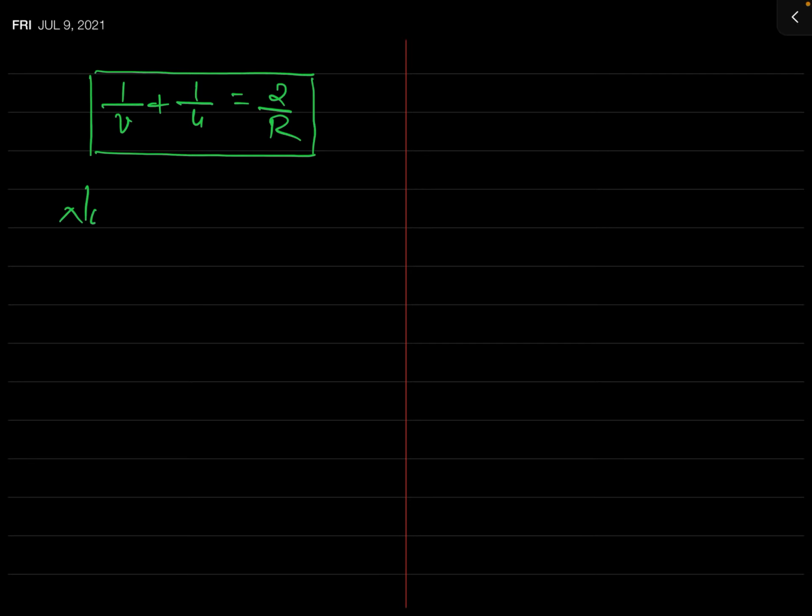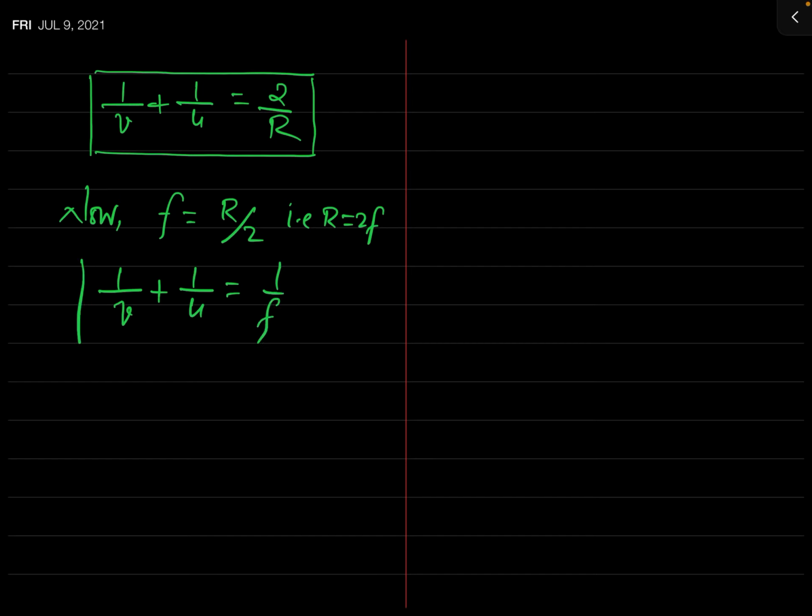Now you know in case of a mirror, the focal length f of the mirror is simply half of its radius of curvature. So instead of R you can write 2f, that is you can say R is equal to 2f. So when you write 2f in place of R, your result will be what? You can see this will be 1 over V plus 1 over U equal to 1 over f. So you can see how easily we can derive the spherical mirror formula by the use of Fermat's principle.